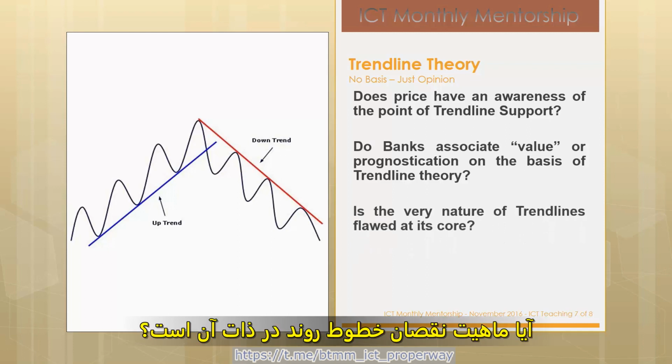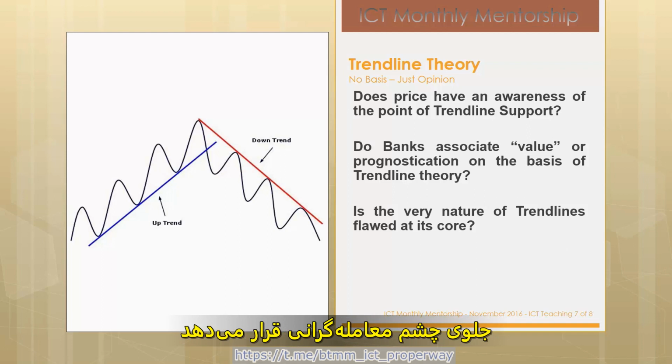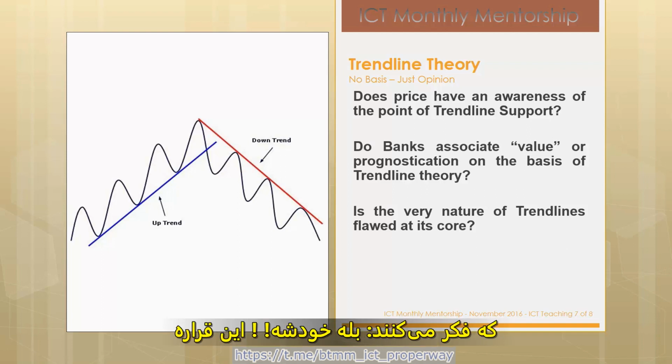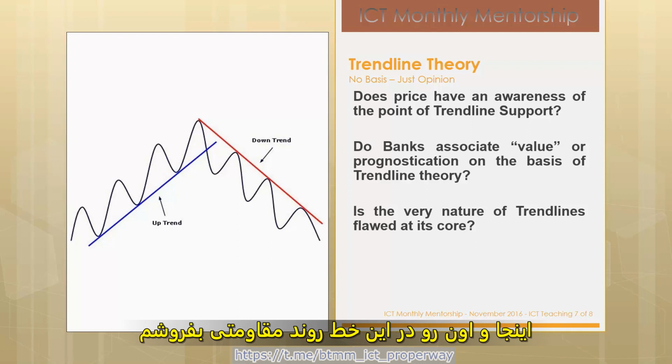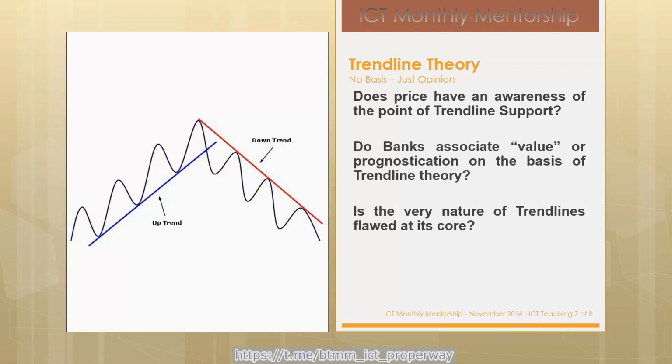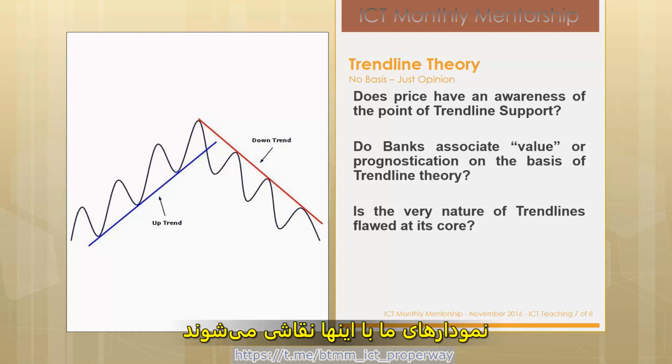Is the very nature of trend lines flawed at its core? I will submit to you that yes, it is, because it gives too many dangling carrots in front of the trader's eyes, thinking that, okay, this is going to be an easy setup, so therefore let me go in here and sell at this resistance trend line, or let me buy at this diagonal support trend line. It's not that easy, folks. But many times our charts will paint these beautifully disguised opportunities that are impossibilities.